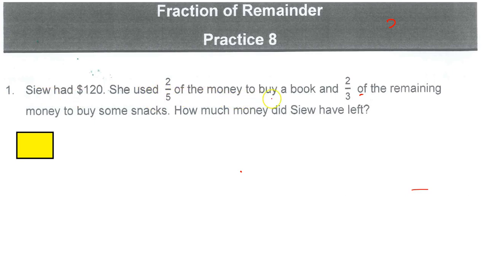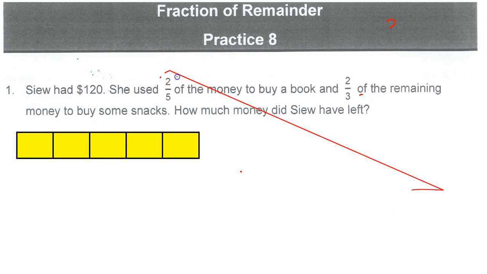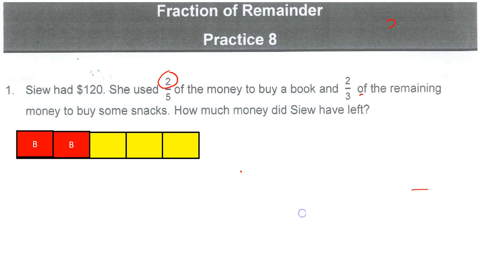She used 2/5 of the money to buy a book. So that means she initially had 5 units of money. And 2 units of it was actually spent to buy a book. So I will denote 2 colors, 2 boxes for books. Now the yellow color again stands for remaining. And in this remaining, it says there are 3 units. So it tallies 3 units. 2/3 of the remaining. So meaning to say this and this 2/3 is being used to buy some snacks. So I denote S and S, different color.